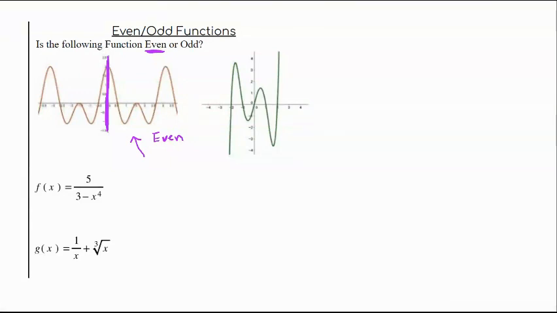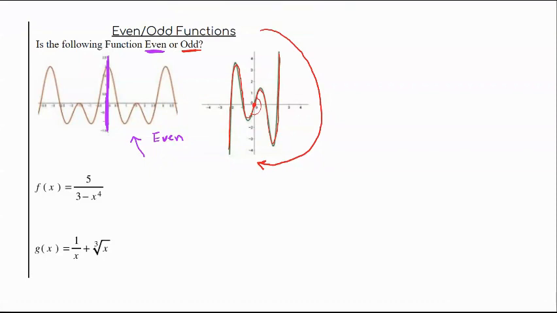The second one here is talking more about odd functions. Odd functions are a little bit different. It is symmetrical, but we call it rotational symmetry around the origin, meaning that if we were to rotate this 180 degrees, it would land on top of itself. Imagine taking this piece right here and rotating it 180 degrees all the way across. It would land right here. So it's a little bit more difficult to imagine the odd function when we're rotating it.